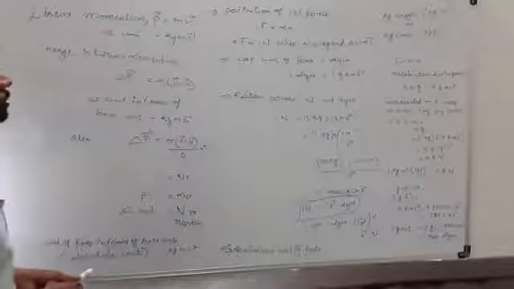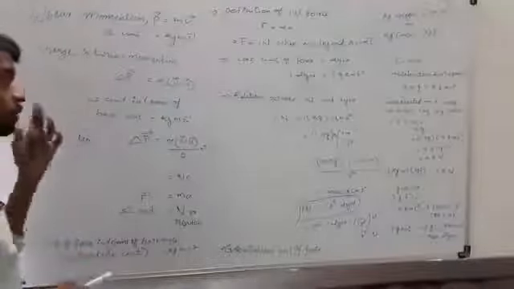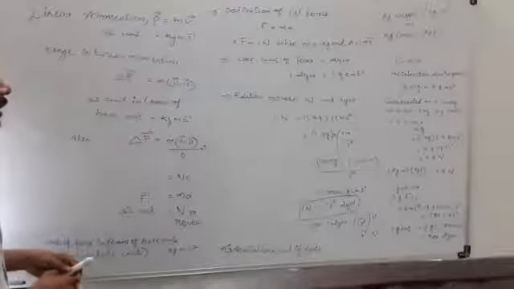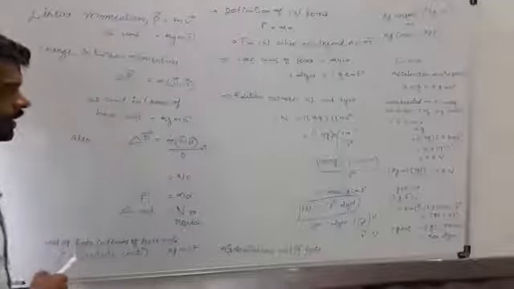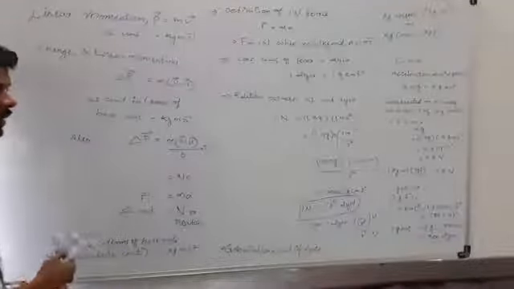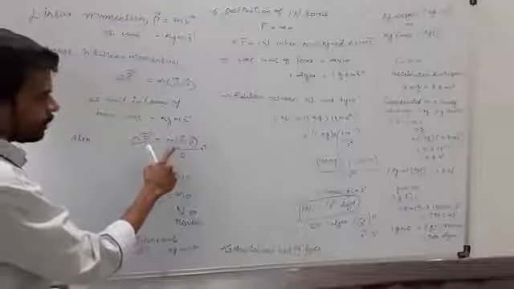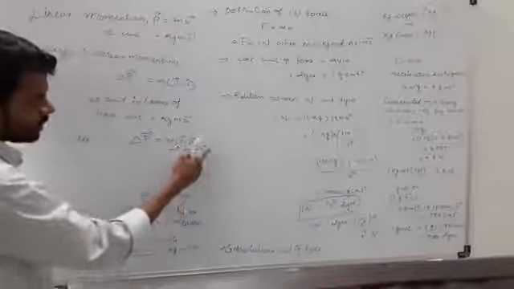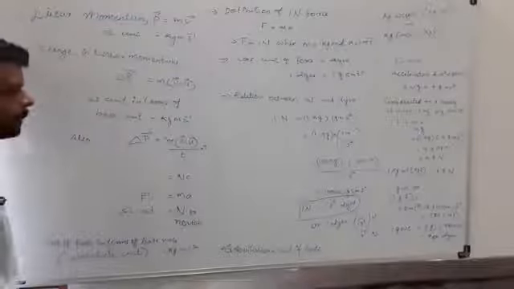Then change in linear momentum, delta p, equal to m into v minus u, where v is the final velocity of the body, u is the initial velocity of the body, and m is the mass of the body. And the unit is kilogram meter per second inverse. Also, we can take another unit. Just look, delta p equal to m into v minus u divided by t into t. So t cancelled, we will be getting m into v minus u again.